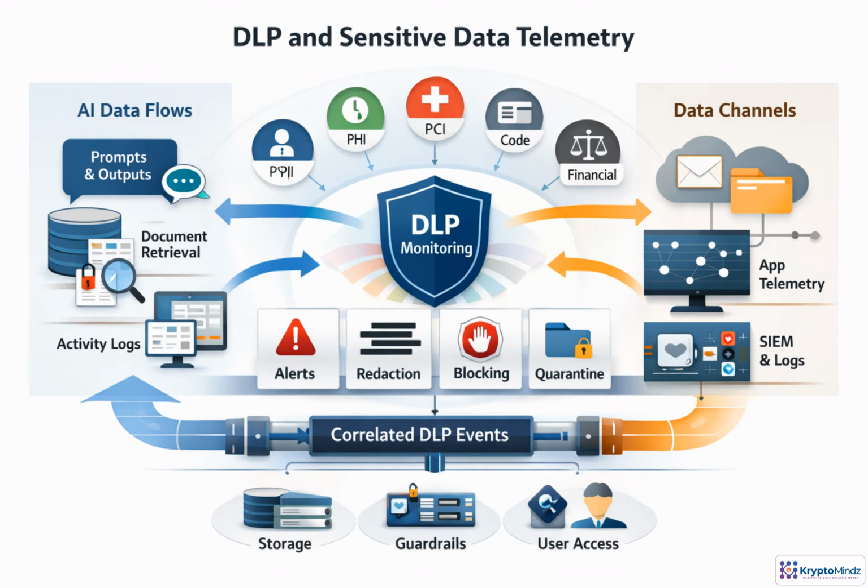DLP for AI has to follow sensitive data wherever it moves, not just through email or file shares. Prompts, responses, retrieved documents, logs, APIs, and chat channels can all expose PII, PHI data, secrets, code, or financial records. Useful telemetry records what matched, the confidence level, policy, user context, classification, channel, and action taken. When correlated with guardrails and SIEM events, DLP can trigger redaction, blocking, quarantine, alerts, or access review.